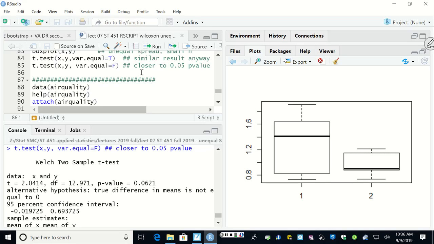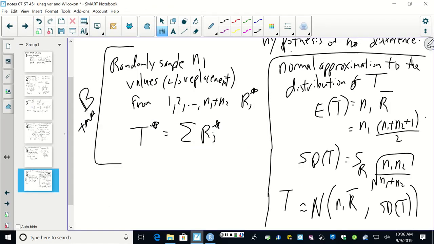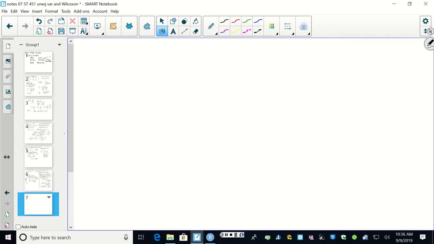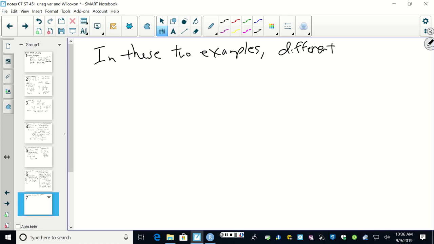In these two examples, different procedures give consistent results.